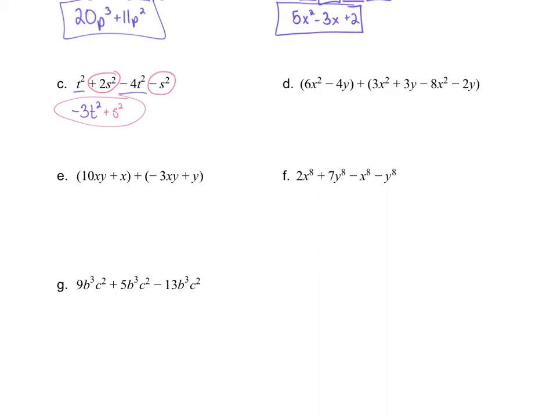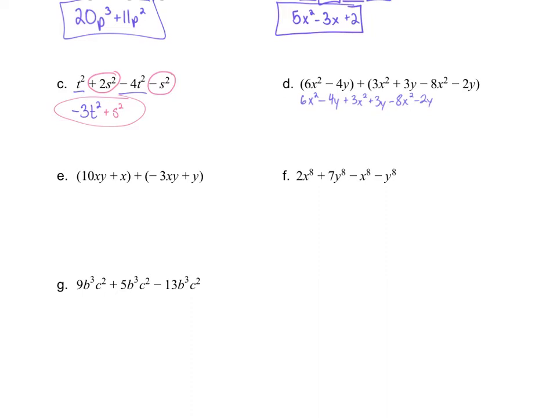All right, letter D. This looks super confusing. These parentheses aren't really necessary because I'm adding a 3x squared. I'm adding a 3y. I'm subtracting an 8x squared and subtracting a 2y. So I can just drop the parentheses. Now, if this was a subtraction sign, it's a different story. But because it's addition, we can just say 6x squared minus 4y plus 3x squared plus 3y minus 8x squared minus 2y.